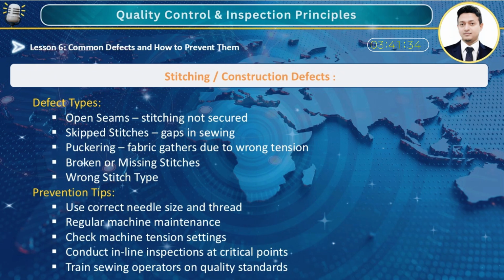To prevent these, use the correct needle size and thread. Maintain machines regularly. Check machine tension settings carefully. Conduct inline inspections at critical points. And ensure sewing operators are well trained in quality standards.